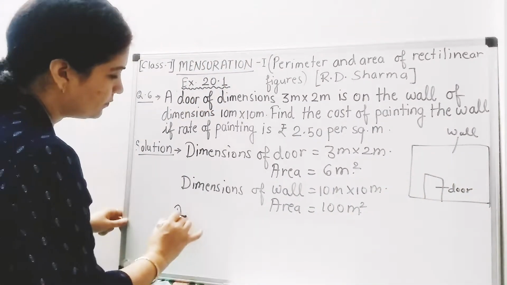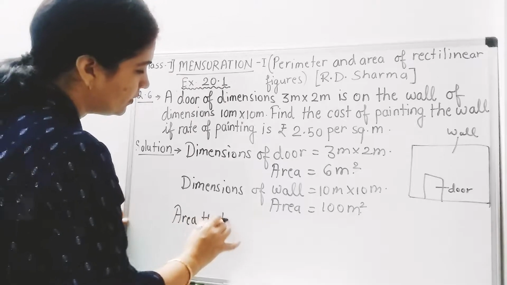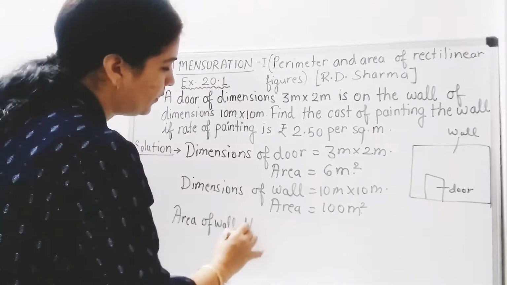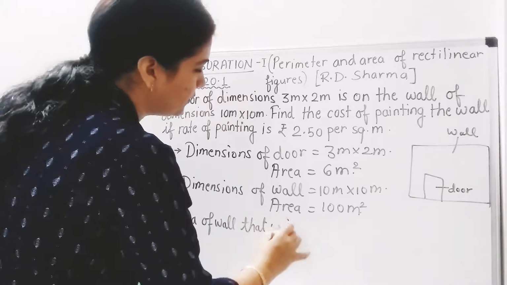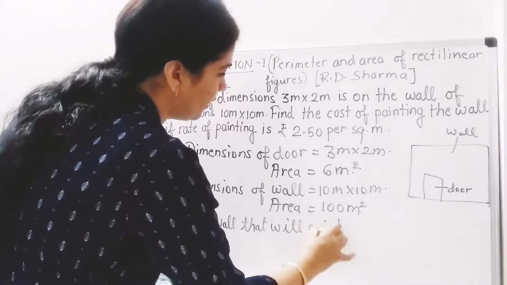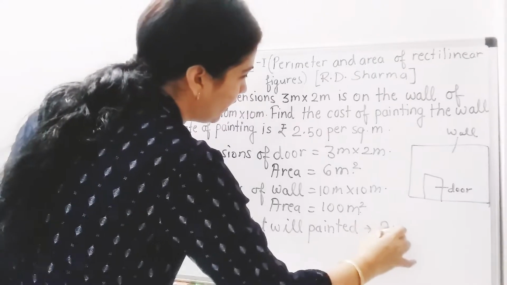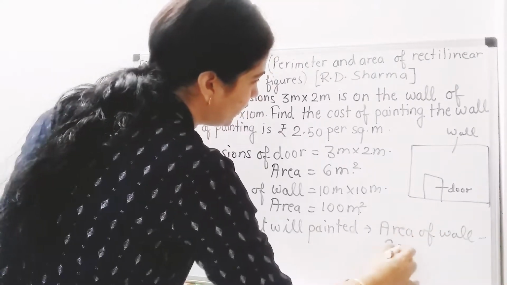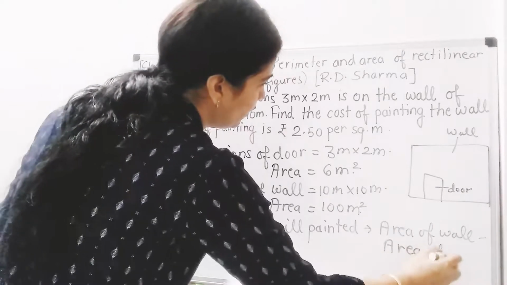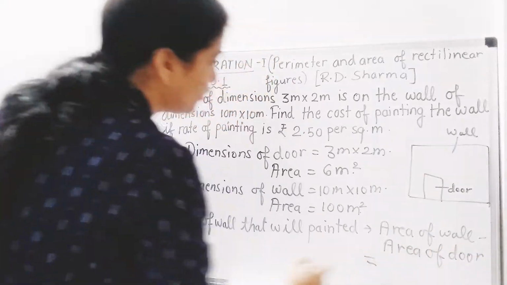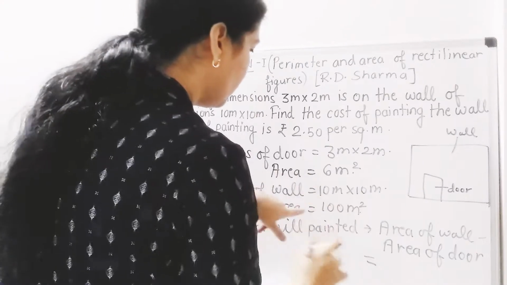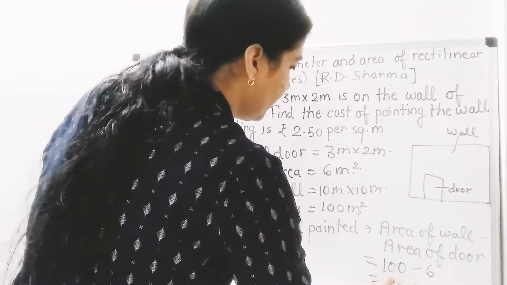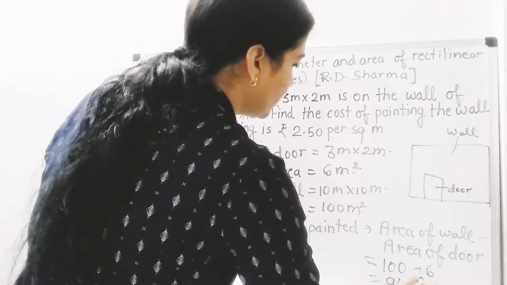So the area of the wall that will be painted. For that what we need to do, we have to subtract the area of the door from the area of the wall. So area of wall minus area of door. The area of the wall is equal to 100 meter square and the area of the door is equal to 6 meter square. So it will be 94 meter square.